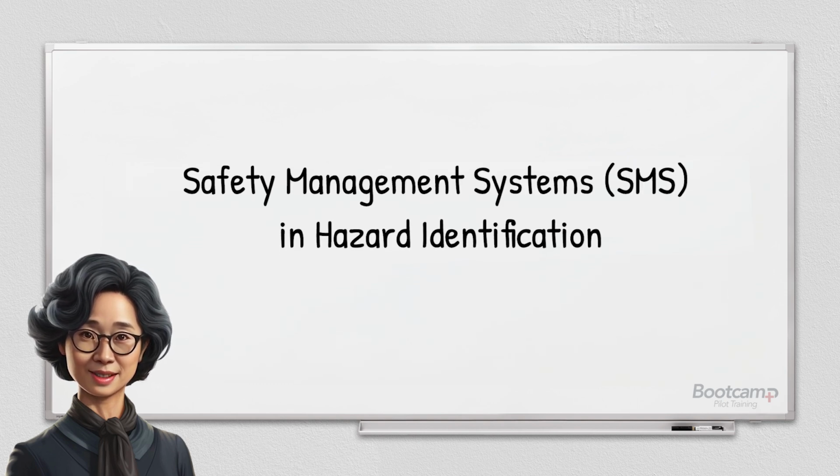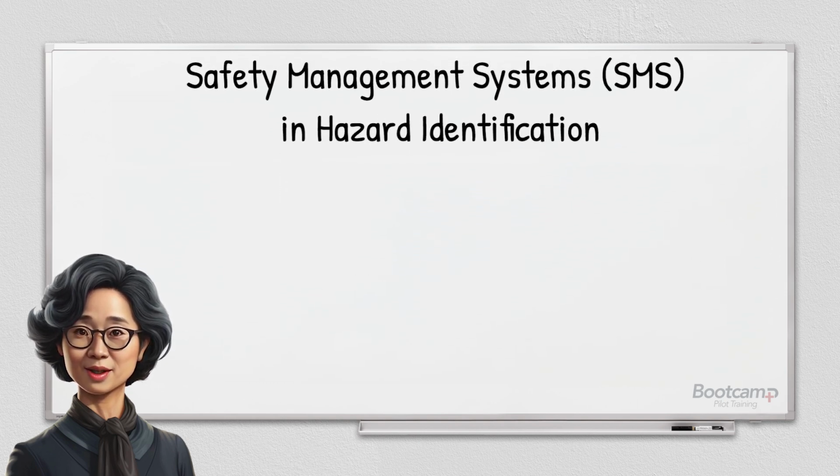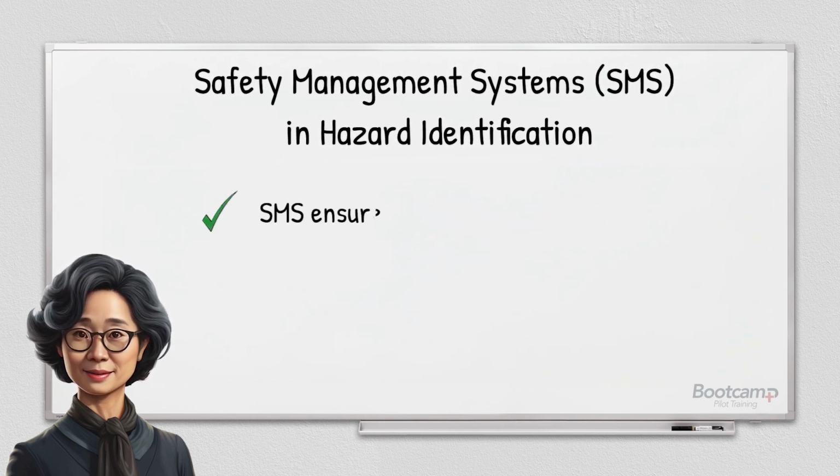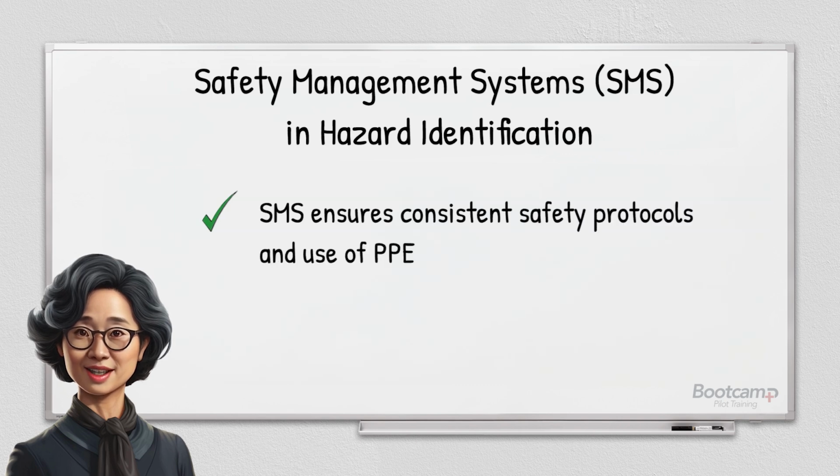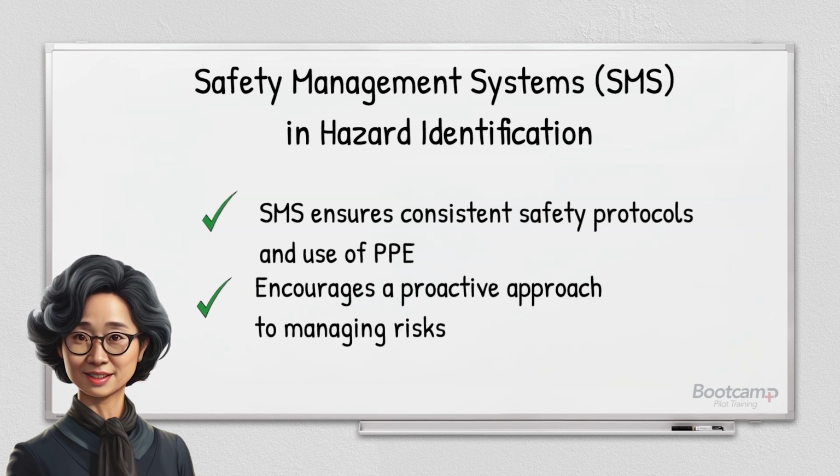Safety management systems, or SMS, play a pivotal role in aviation safety. They provide a structured approach to managing risks and ensuring safety procedures are consistently followed. SMS also emphasizes the use of personal protective equipment, PPE, and encourages a proactive attitude toward minimizing risks.